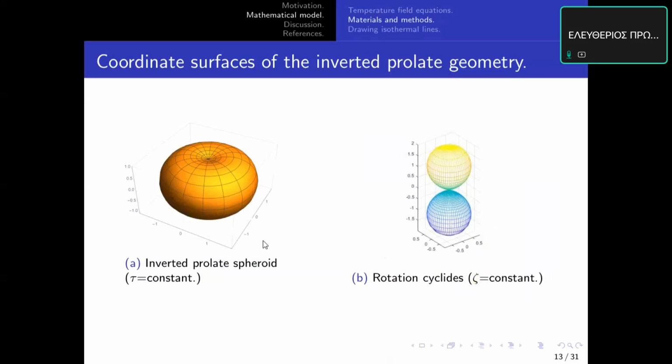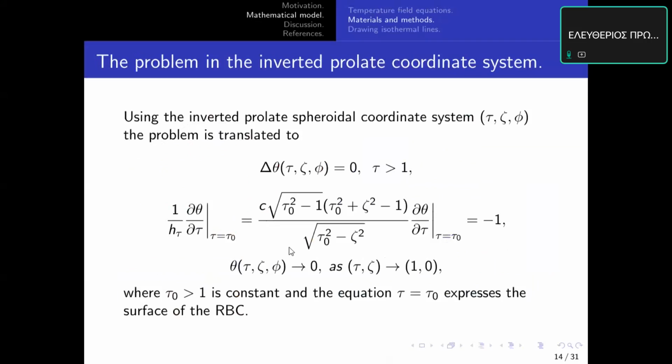Now we have the geometry, and the next step is to solve the appropriate equation, the Laplace equation. The problem is first translated to the inverted prolate spheroidal system in this way: the Laplace equation for the function theta, and the far-field condition which says that the temperature tends to 0 at infinity. The infinity in our case is defined with tau, theta tending to 1, 0. And the uniform flux is obtained by this equation.